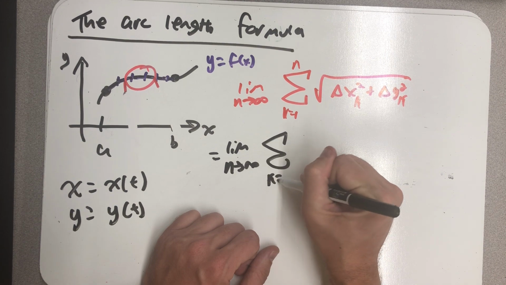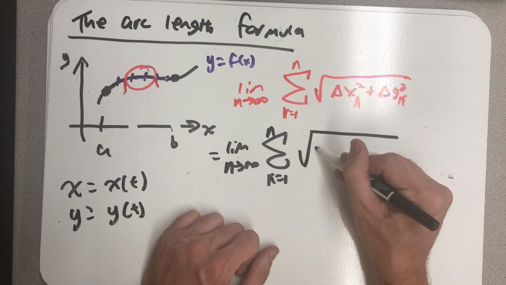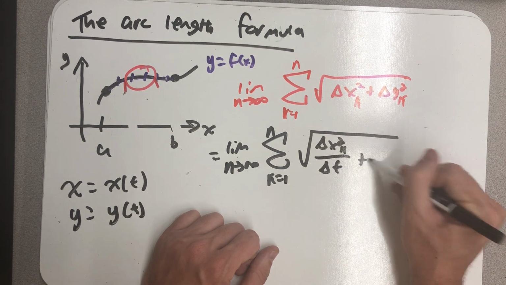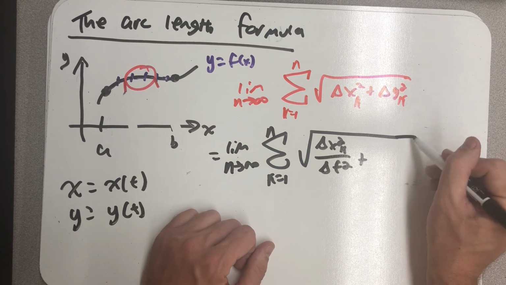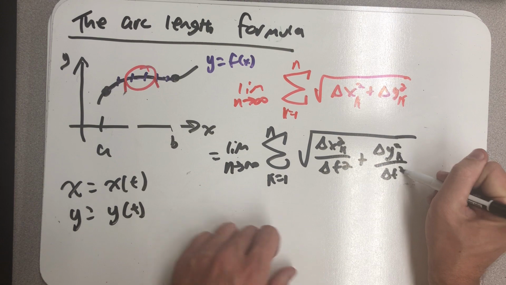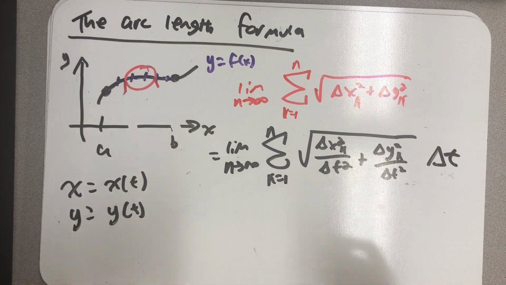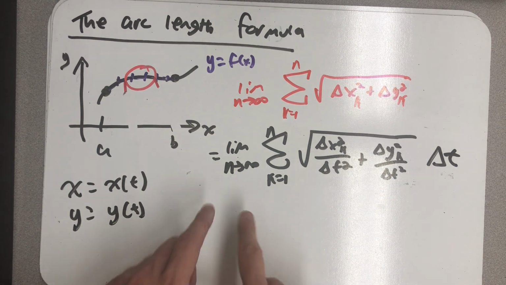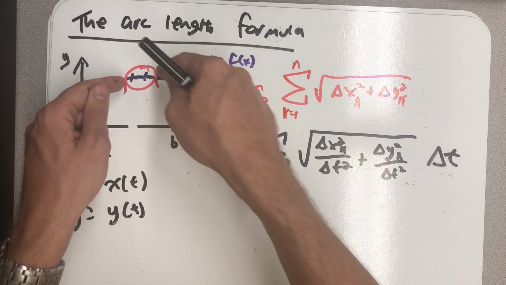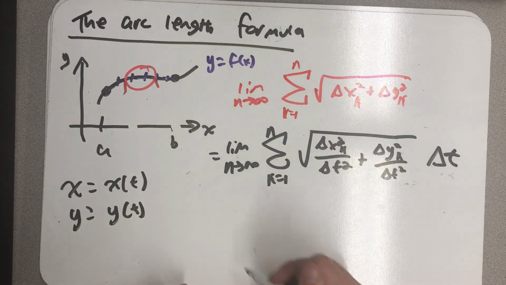It's just instead of dividing by delta x sub k, I could imagine dividing by a change in t squared. And just like last time, I want to multiply by what I just divided by, take the square root and write it on the outside. And now the limit as n approaches infinity. My intervals get smaller and smaller, which means my parameter intervals also have to get smaller and smaller.